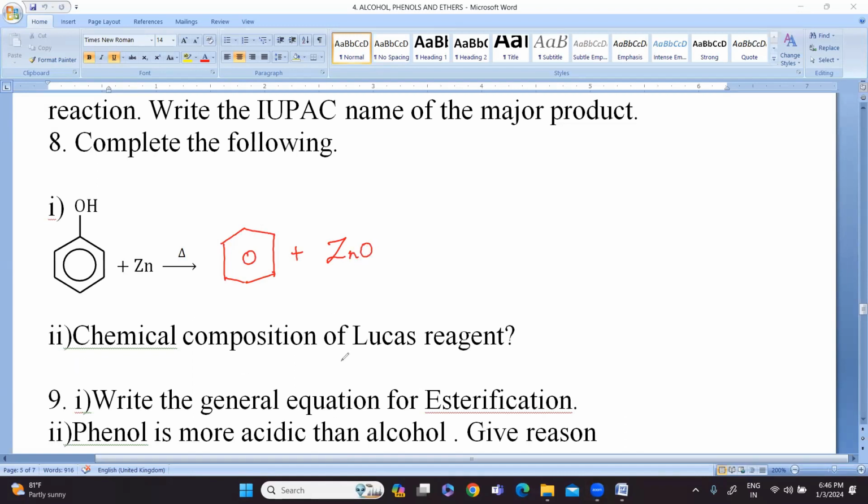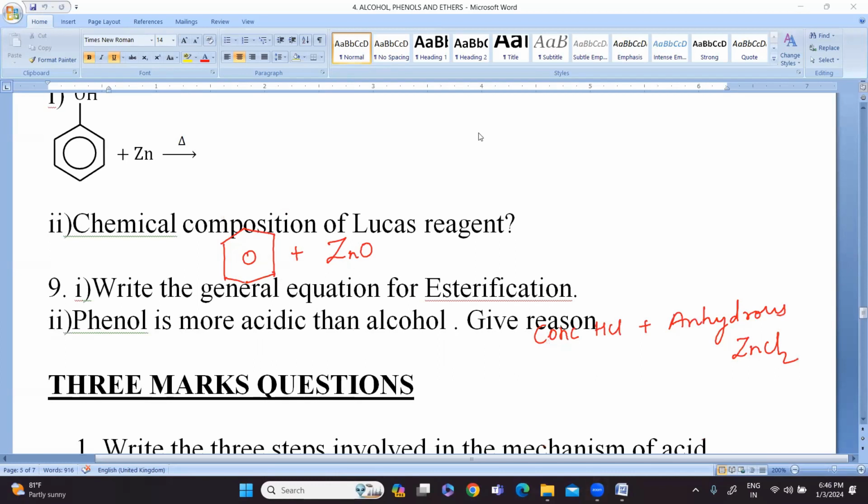Next question, chemical composition of Lucas reagent. So what is the chemical composition? You have to write concentrated HCl plus anhydrous zinc chloride. Like this completely you have to write. So you will get, so 2 questions, 2 marks. I hope you are getting it. So next question, write the general equation for esterification. Yes, students, write the general equation for esterification.